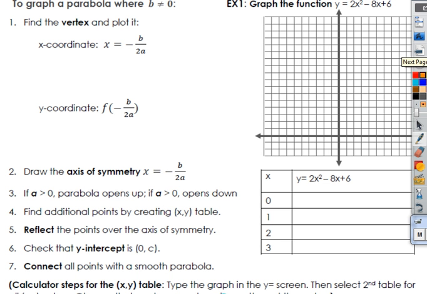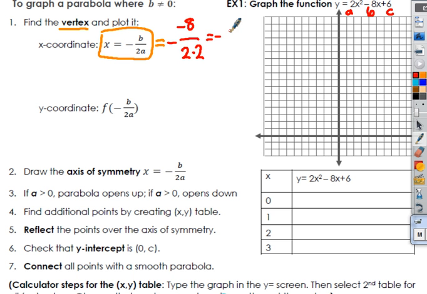Now, in order to graph the parabola when there is a b value, we are going to first identify the location of the vertex. In order to find the location of the vertex, we are going to use the vertex formula, x is equal to negative b over 2a. We are going to substitute the values from our equation. So our a value is 2, b value is negative 8, c value is 6. Let's substitute all of them into x is equal to negative b over 2a: negative of negative 8 over 2 times a, negative of negative 8 over 4, which is equal to 2.